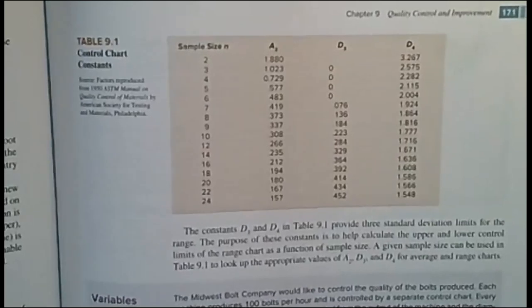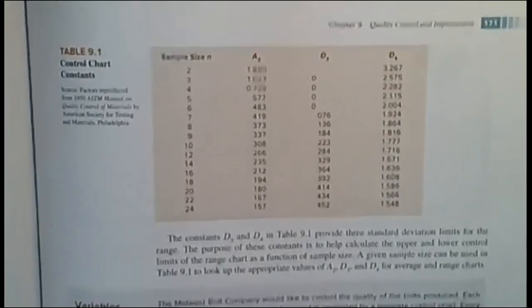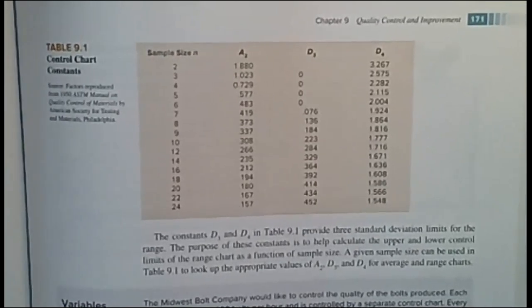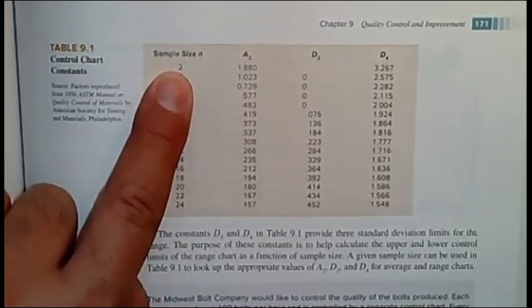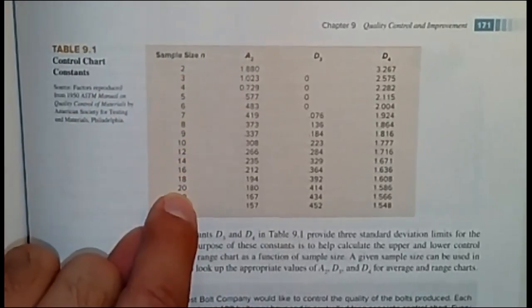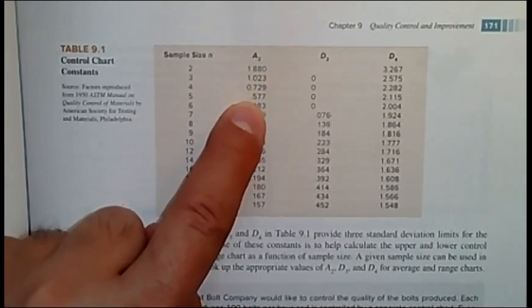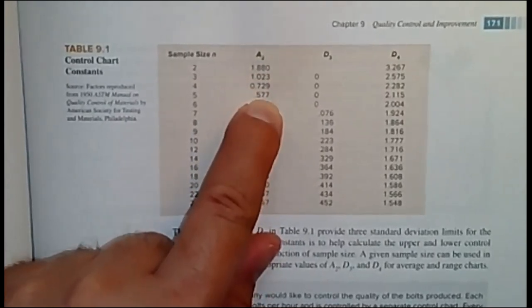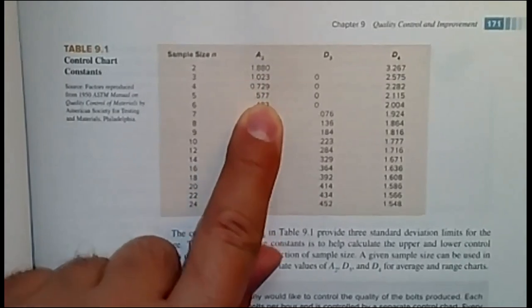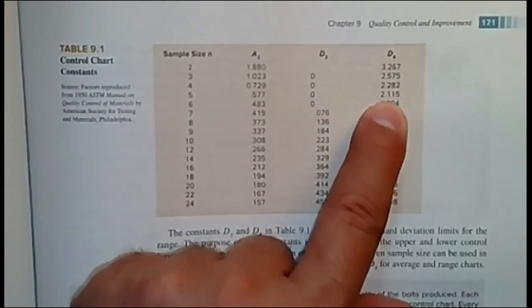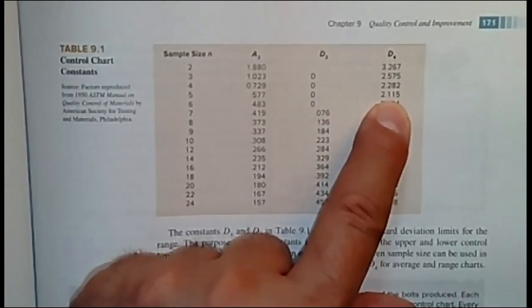Now, what are those table values? Any book that teaches how to make control charts is going to have some sort of table. In our textbook, this table is on page 171, table 9.1, control chart constants, and it's based on the sample size. The larger the sample, the smaller the constants. So for the A2, for the X-bar chart, we have a sample of size 5, so our A2 value is going to be 0.577. Our D3 value is going to be 0, and our D4 value is going to be equal to 2.115.